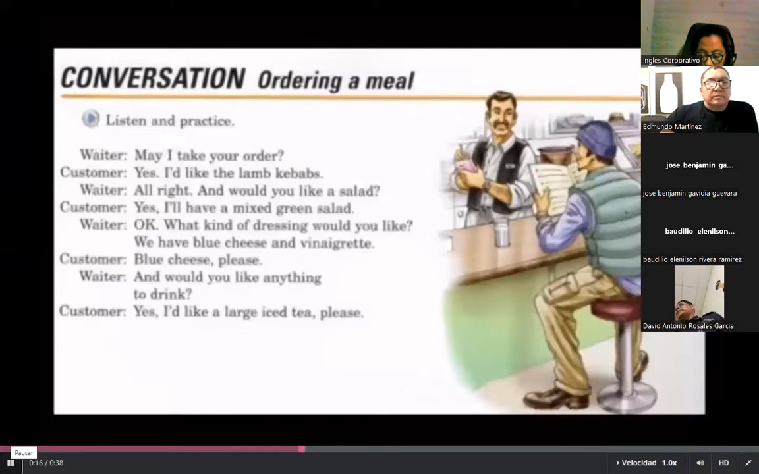May I take your order? Yes, I'd like the lamb kebabs. All right. And would you like a salad? Yes, I'll have a mixed green salad. Okay. What kind of dressing would you like? We have blue cheese and vinaigrette. Blue cheese, please. And would you like anything to drink? Yes, I'd like a large iced tea, please.